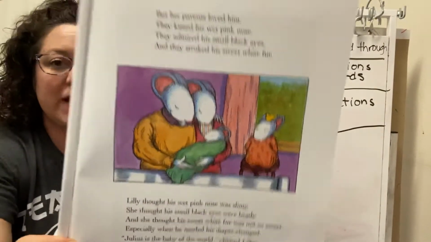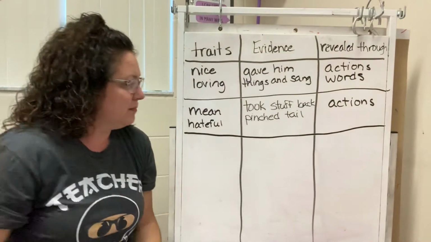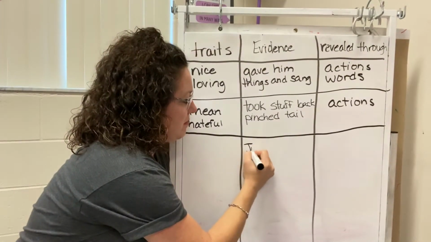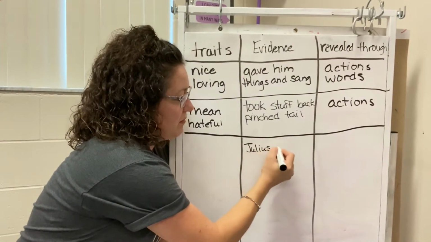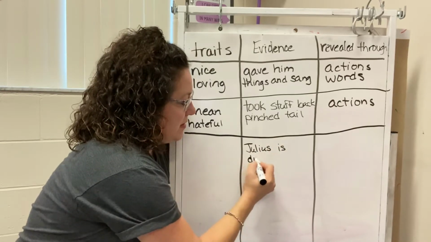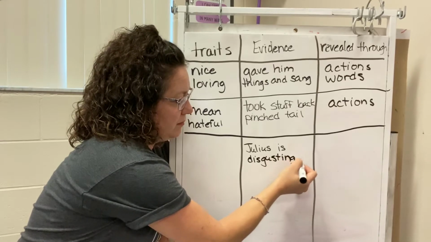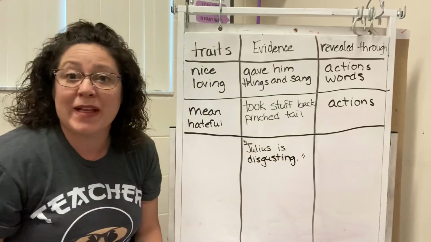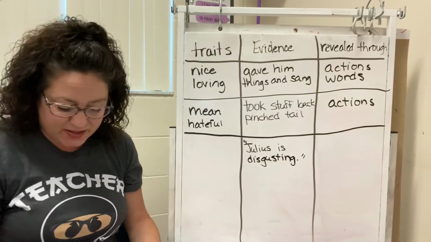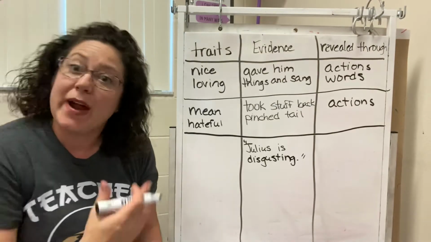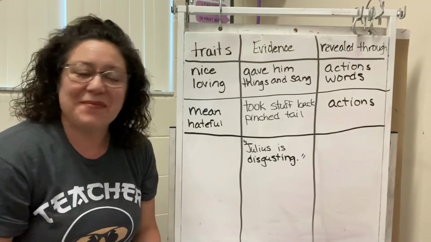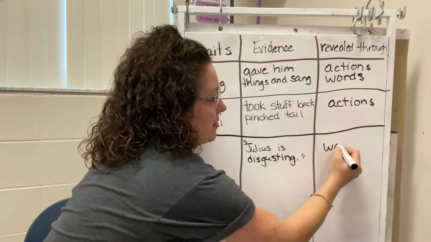So what can we infer here? What did she say? She said Julius is disgusting. There's my quotation marks. Remember for that dialogue? She said Julius is disgusting. And how do we know that? Through her actions or her words? Yep, through her words.